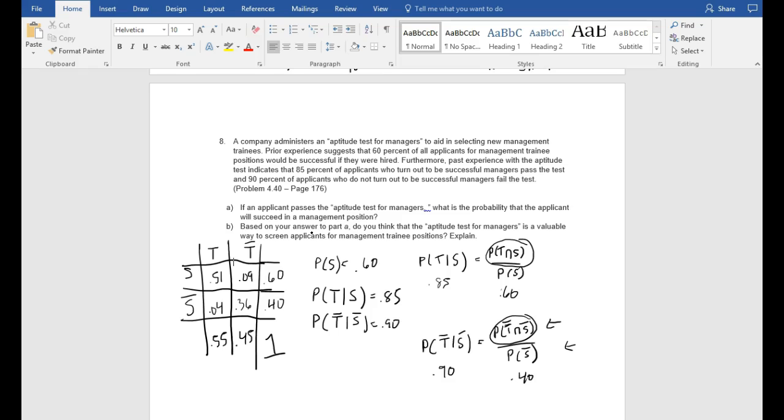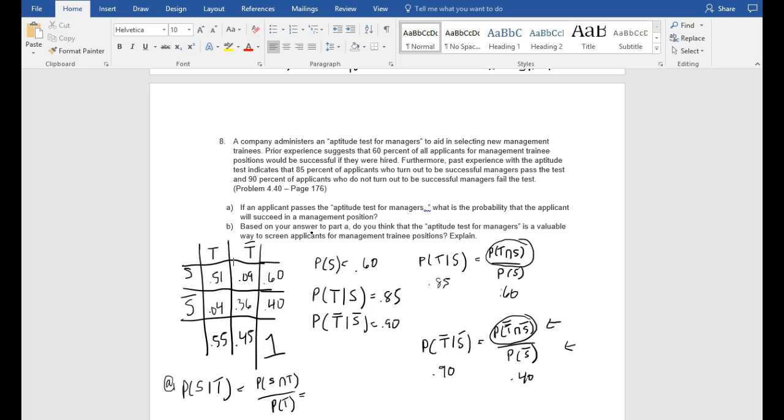So now let's see what A has to say. That's not an at symbol, that's an A. If an applicant passes the aptitude test, so given that they pass an aptitude test for managers, what is the probability that the applicant will succeed in a management position? So this is asking us, given that they pass the test, what's the probability of success? So the probability of success given they pass the test. Then we would just write our conditional form out, which is the probability of S and T over the probability of T.